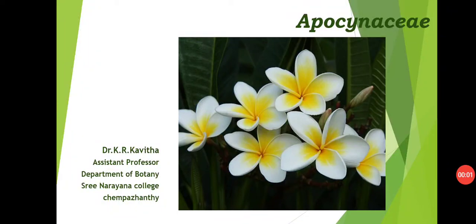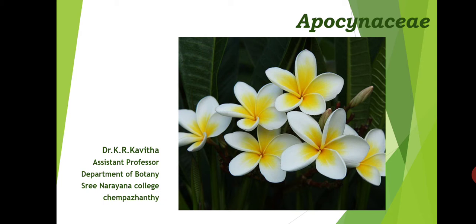Dear students, today we will study the next family, that is Apocynaceae. This family is very familiar to you, because many of the genera coming under this family grow in our area, and so many common plants are nearby. The family consists of about 165 genera and nearly 1900 species.